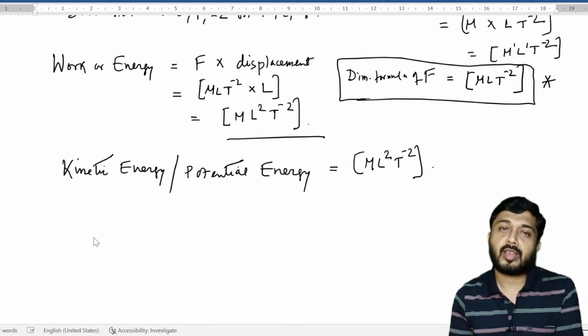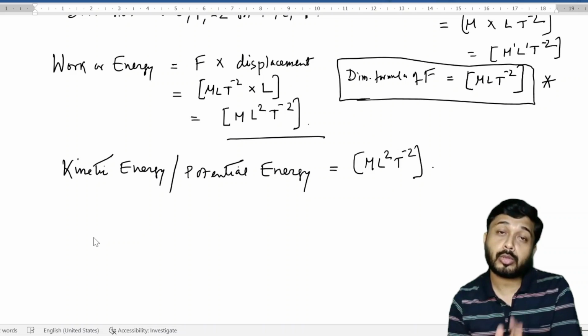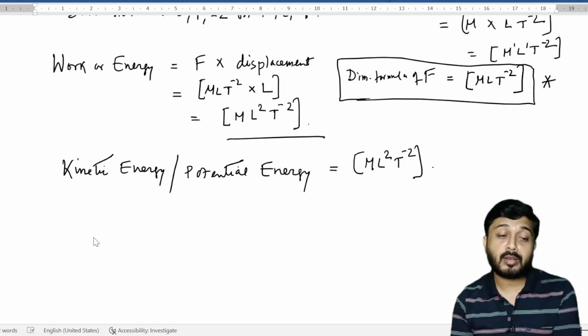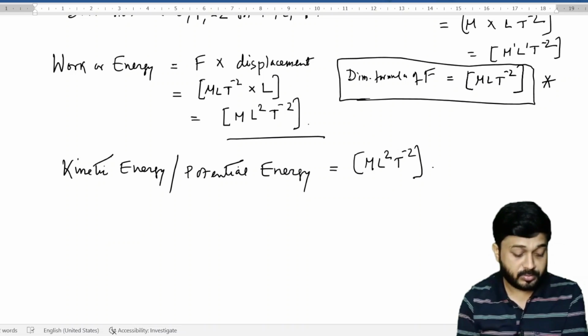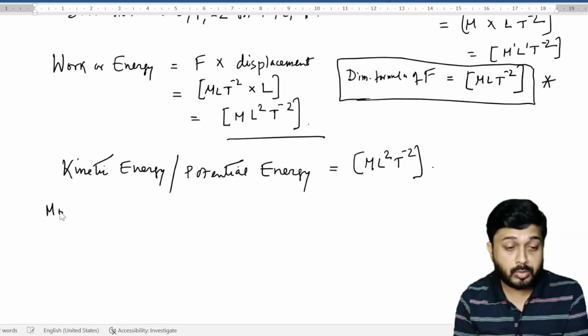A few such physical quantities I'm going to show you. Have patience and be attentive. Next one I'm going to show you is moment of inertia.